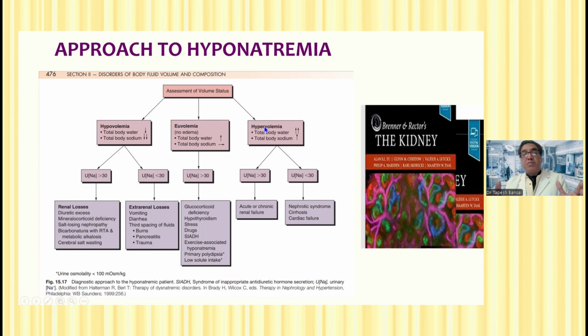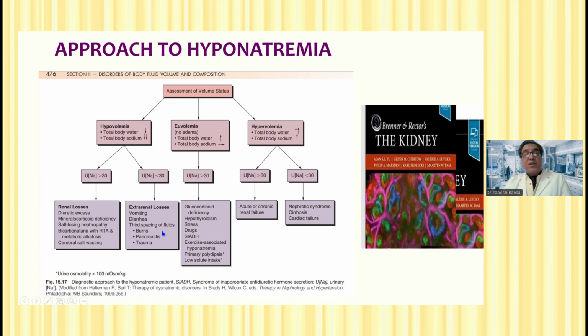So if you look at hypovolemia, these are the causes and these are the extrarenal losses. These are renal losses. If you have euvolemia, then SIADH is very important, and you have the list of other causes, and hypervolemia, which is very evident. In hypervolemia, the patient will have fluid excess, which will generally be evident clinically.